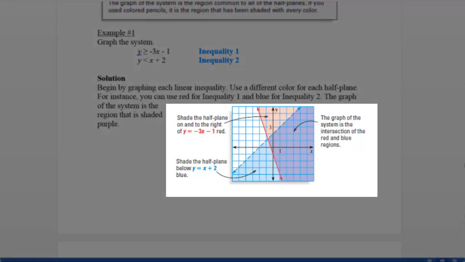What you'll notice from the solution here is that when we graph y is greater than negative 3x minus 1, we get this red shaded region to the right of the line. And then when we graph y is less than x plus 2, we get the blue shaded region underneath the line. That purplish area that is combined with the two shaded regions is the technical solution to this system of inequalities.